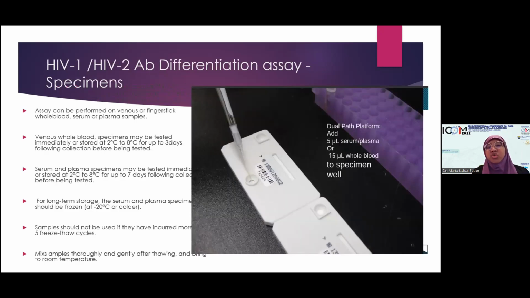So just to show, this is how it looks. You can use serum, plasma, you can even use whole blood as the specimen for this test. If you use venous blood, specimens can be tested and used later, and you can even use serum and plasma specimens that are frozen.